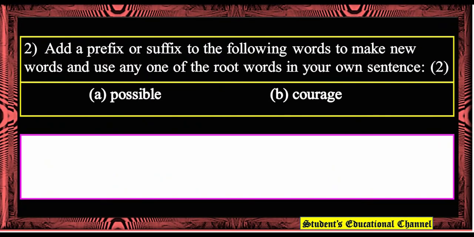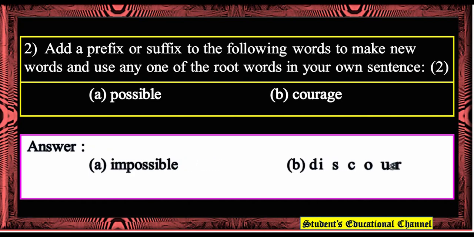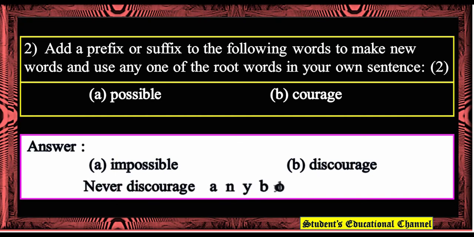Second, add a prefix or suffix to the following words to make new words and use any one of the root words in your own sentence, 2 marks. A. Possible. B. Courage. Answer: A. Impossible. B. Discourage. Never discourage anybody from doing good work.